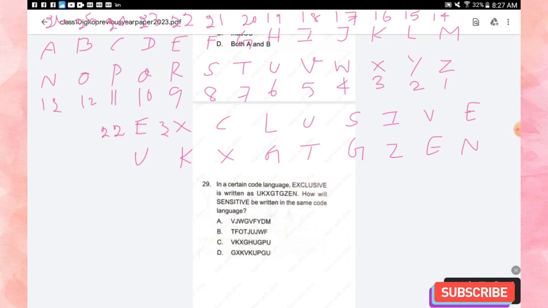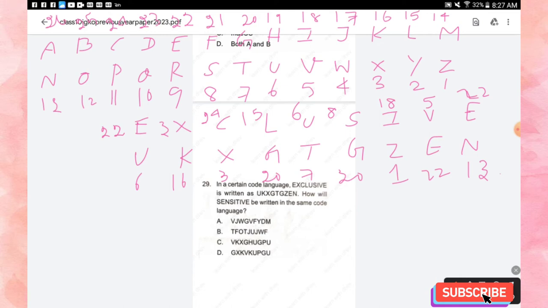Correct. Then C is numbered as 24. Then L is numbered as 15. U is numbered as 6. Here 8. Here 18. Here 5. Here 22. Again U is 6. K is 16. 3. 20. Then T is 7, right? Then G is 20. Z is 1. E is 22, then N is 13.